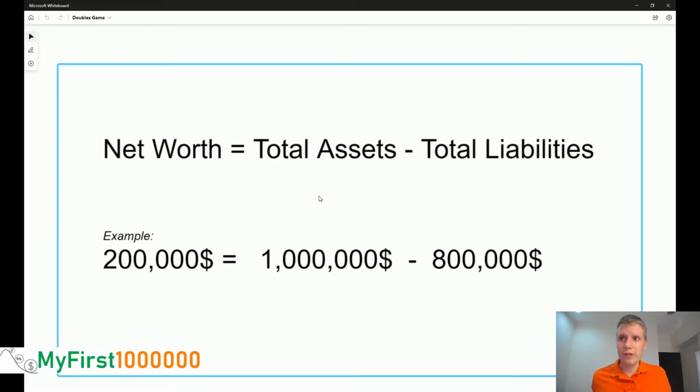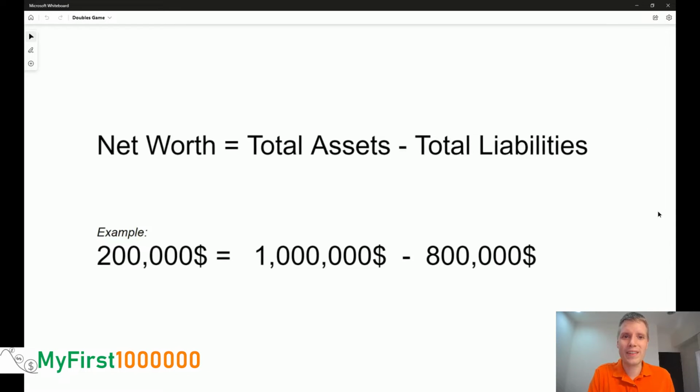So do you have your net worth figure? If not, please stop the video and take some time to figure this out. At least you should have a rough idea what your net worth is. So let's start to play the game.